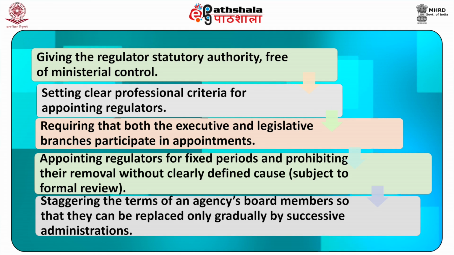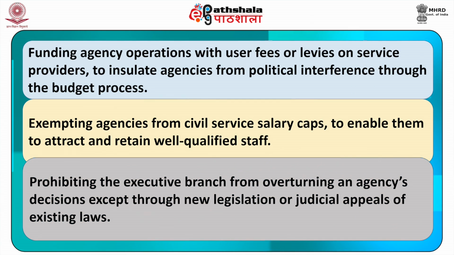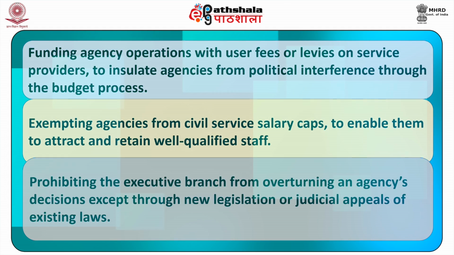Also, we need staggering the terms of an agency's board members so that they can be replaced only gradually by successive administrations. We also need funding agency operations with user fees or levies on service providers to insulate agencies from political interference through the budget process. Also, exempting agencies from civil service salary caps to enable them to attract and retain well-qualified staff. Also, we need prohibiting the executive branch from overturning an agency's decisions except through new legislation or judicial appeals of existing laws. That will cover some of the powers of the executive.